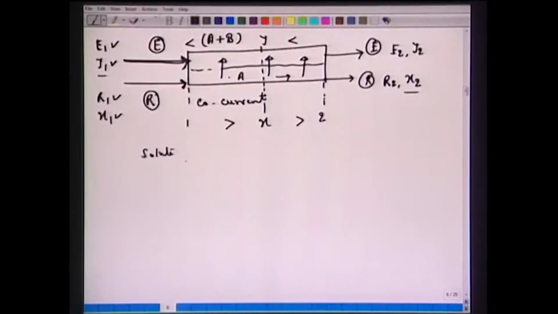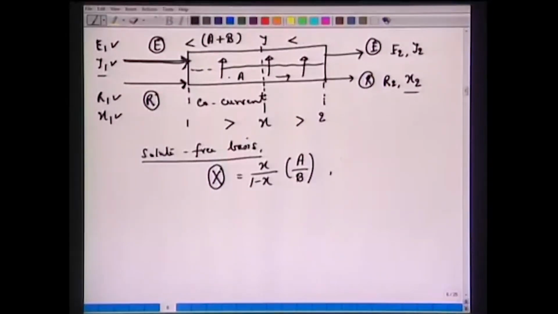If you recall, from stoichiometry, we have the solute free basis. We will see what is the advantage of working with solute free basis mole fractions. So if we define capital X as small x over 1 minus x, all it means is the mole fraction on A free basis, so this is your A over B. Similarly, we can define capital Y as small y over 1 minus y. So this is your A over B in the raffinate phase, and in the E phase, and this is your R phase. So we are defining capital X and capital Y. We'll see what is the advantage.